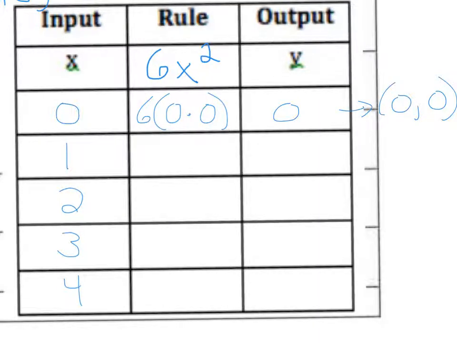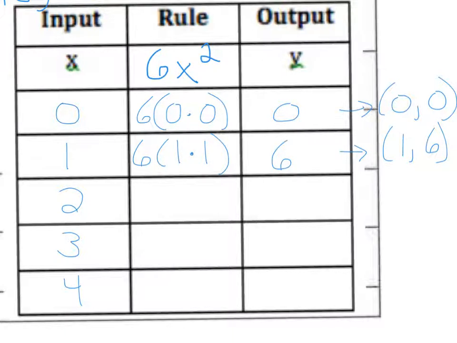Now I'm going to do 1. So I have to do 6 multiplied by 1 multiplied by itself, which is 1. So 1 multiplied by 1 is 1, and then 1 multiplied by 6 is 6. So when I put in 1 for x, I would get out 6 for y.